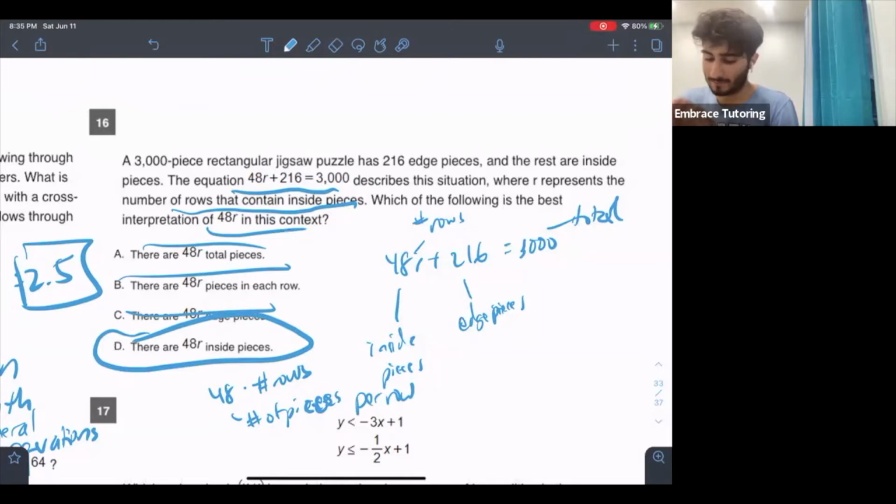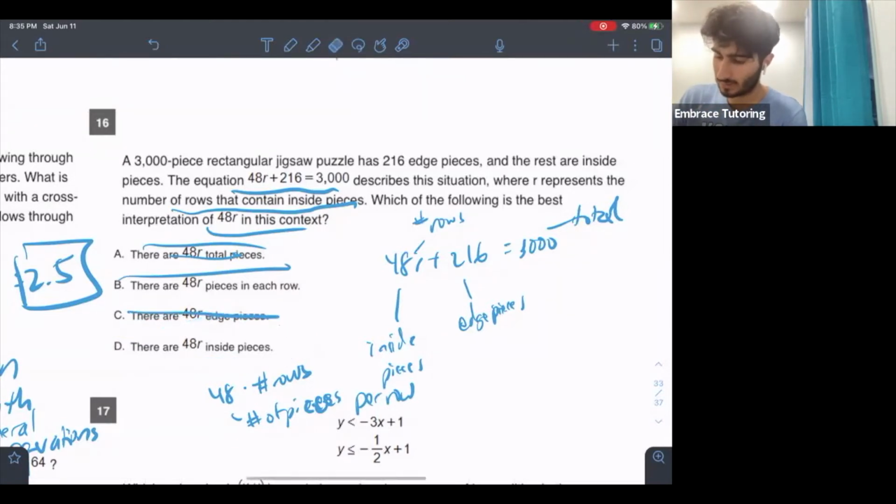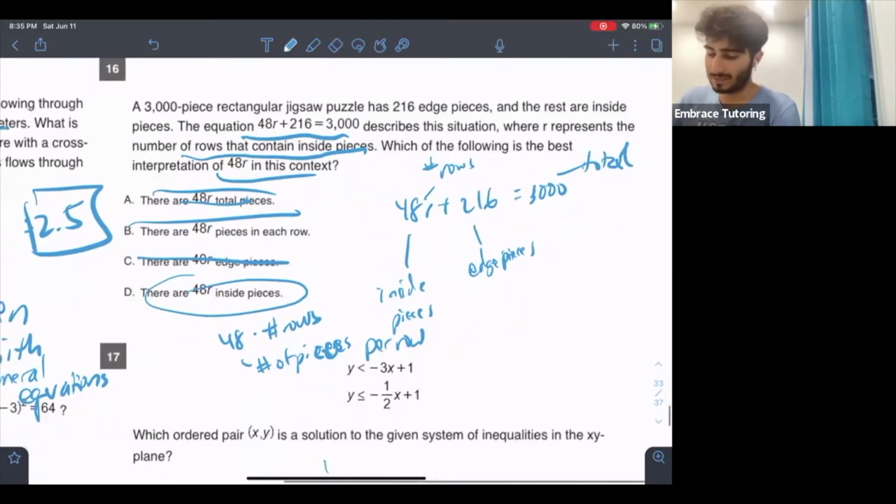And so, which is why for question 16, choice D makes the most sense. 48 total pieces makes no sense because 3,000 is the total. 48r pieces in each row makes no sense because 48 is pieces in each row, not 48r. 48 are edge pieces is incorrect because choice C says 48 are edge pieces, which is wrong because 216 is the number of edge pieces. So choice D makes the most sense.